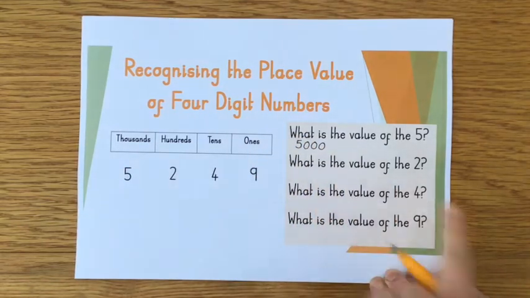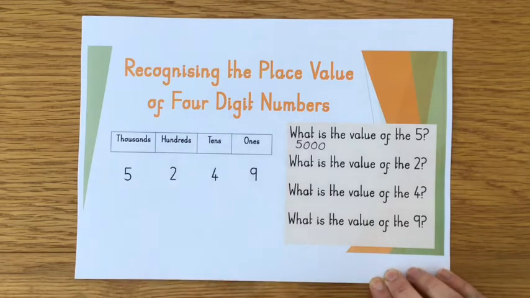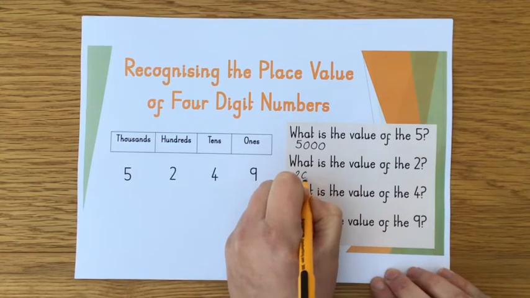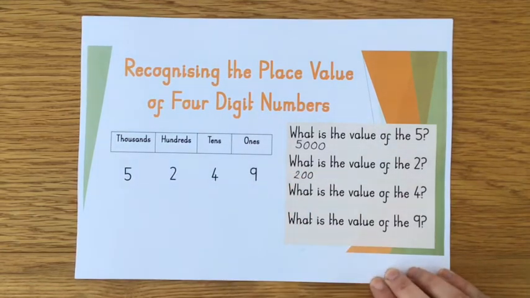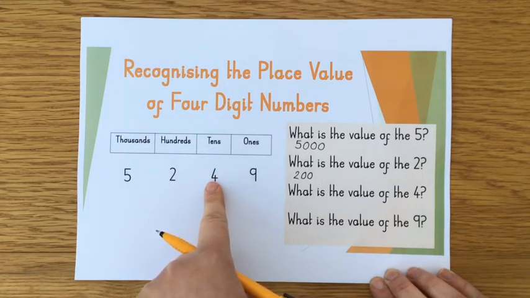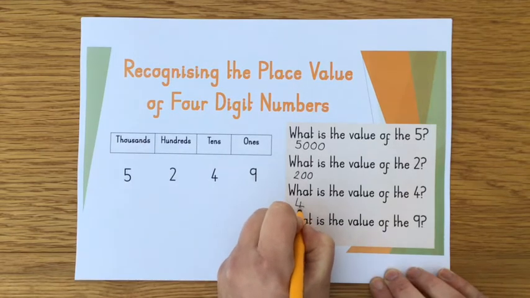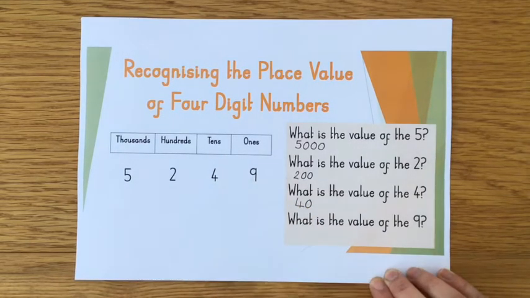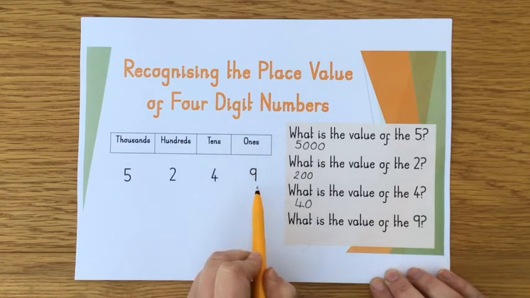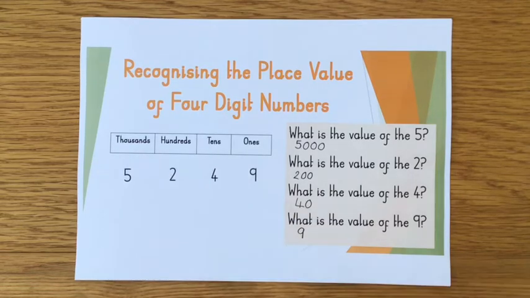What is the value of the 2? Well, I know it's in the hundreds column, and if I was to look at this number on its own, it would be worth 200. The 4, I know it's in the tens column. 4 tens, well, I know that that would be worth 40 on its own. And finally, in the ones column, the 9 is simply worth 9 on its own.